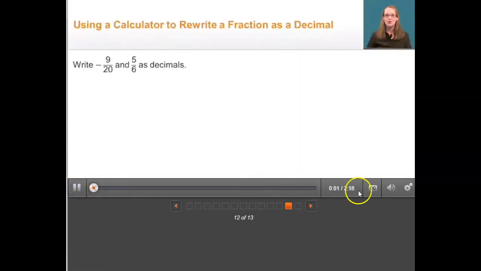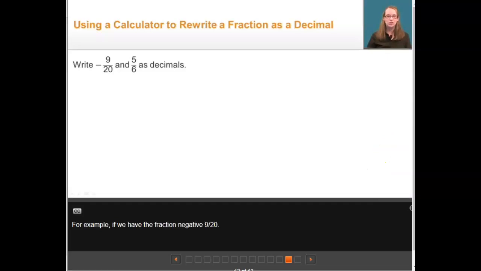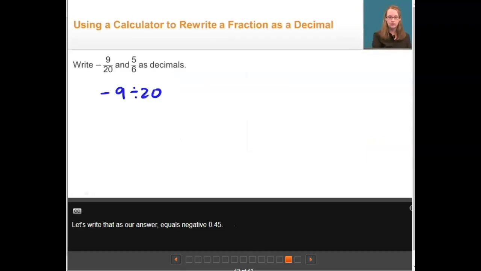We can also use a calculator to rewrite our fractions as decimals. For example, if we have the fraction negative 9/20, we can rewrite that as negative 9 divided by 20. Now let's put that into our calculator. We'll input the 9, then the negative sign, divided by 20, equals negative 4500. Let's write that as our answer.